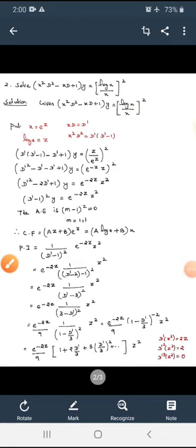Now let us see the second problem. Solve (x² D² − xD + 1) y = (log x / x)². So here you can see the equation has variable coefficients. That means this equation belongs to Cauchy's type or Euler's type.